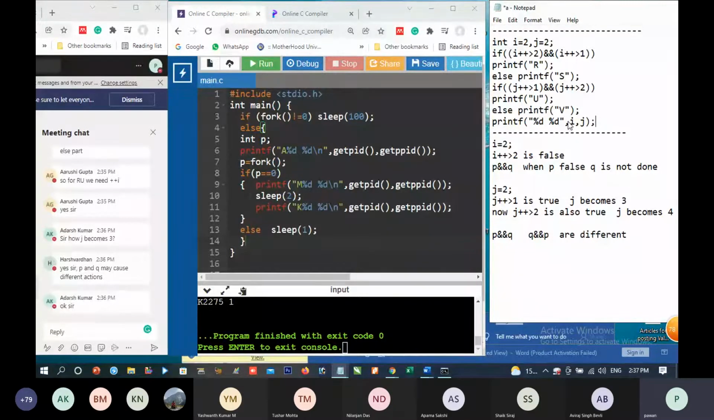Now tell the output for this. Yes. Harshvardhan, you are correct. P and Q may cause different actions. Yes. That is always true. Important part is this. Why are they different? Because here P is done first.